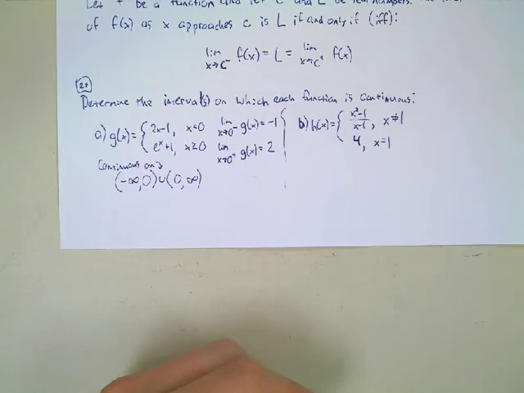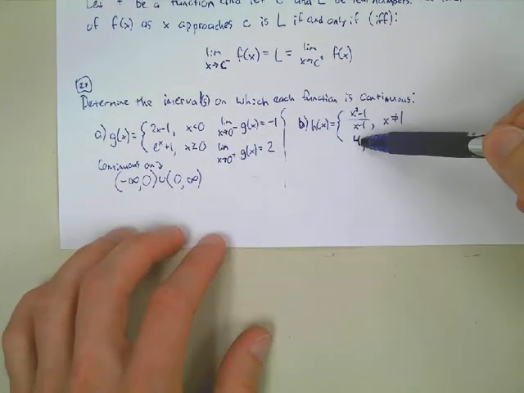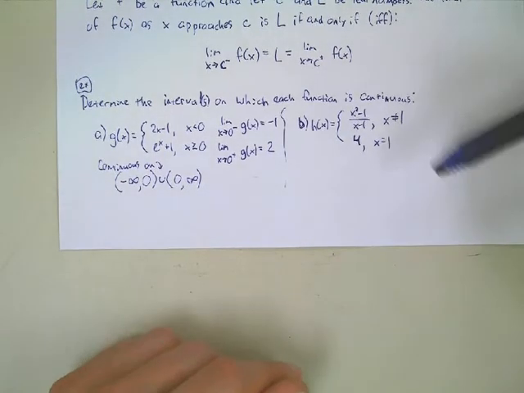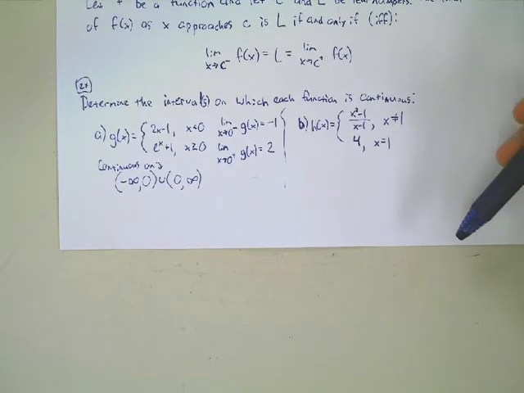And then here, this is just 4, x equals 1. So the biggest thing is, where is the only place then where it could be potentially discontinuous? At 1, right, where it switches. So we have to check to see what is the value of this function, okay, as we approach 1.